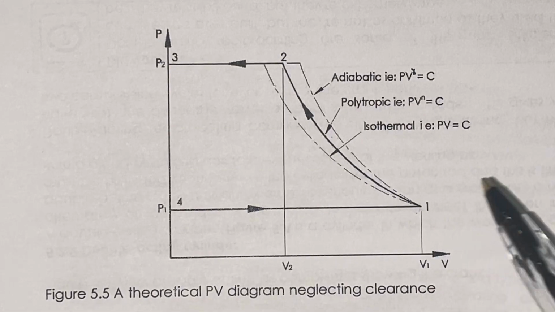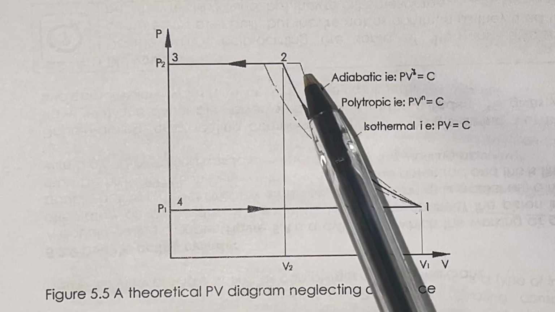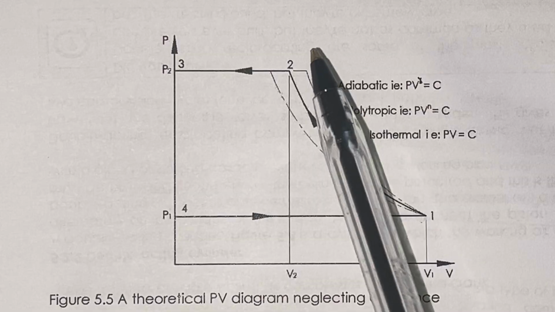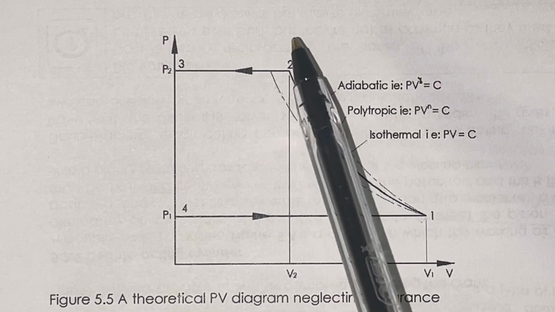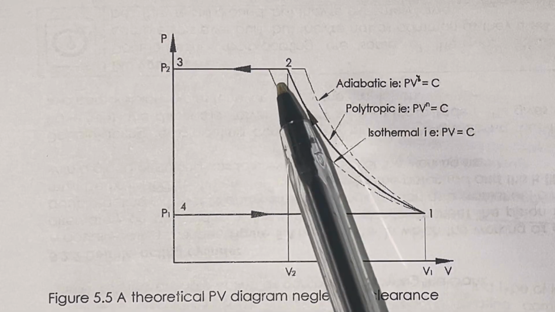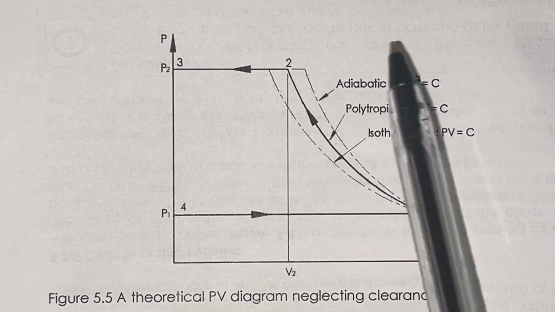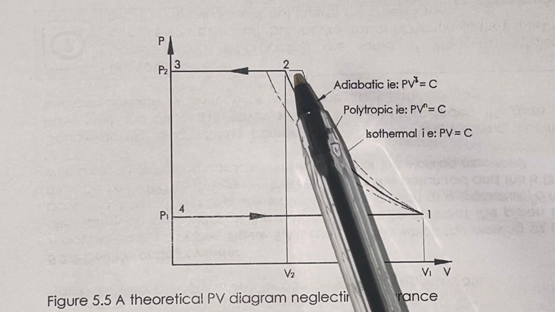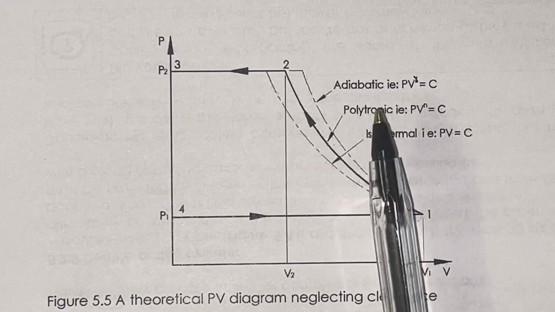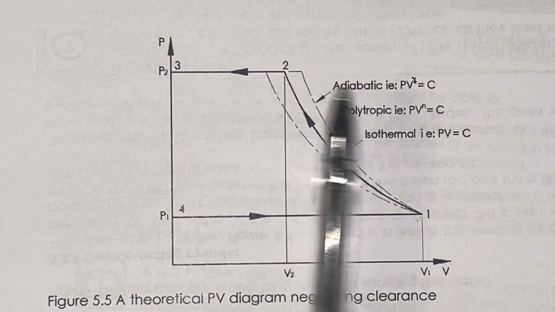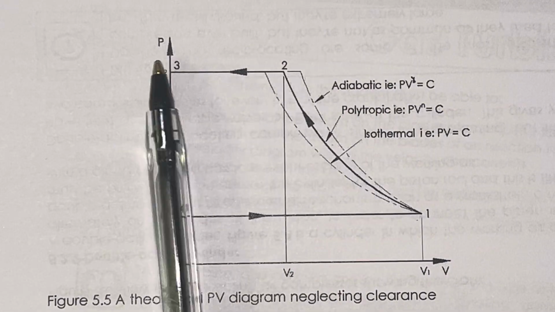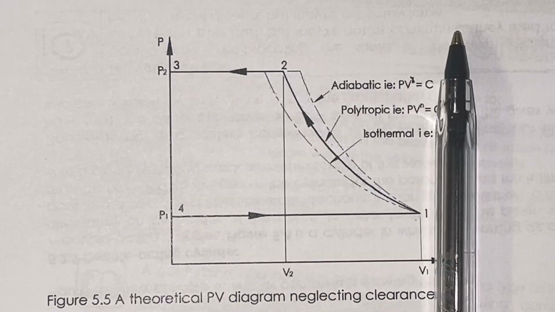Now from 1 to 2 is the compression stroke. The air gets compressed in the cylinder, and according to the law PV^n equals a constant, the pressure goes from P1 to P2 and the volume decreases. From 1 to 2, when the volume is moving in the left direction, it is decreasing. From 2 to 1, it's increasing.